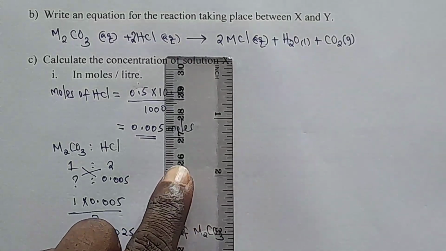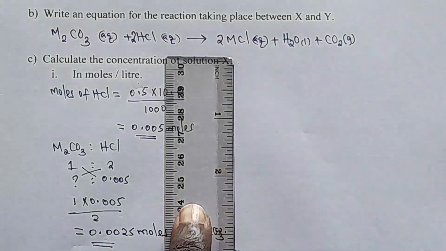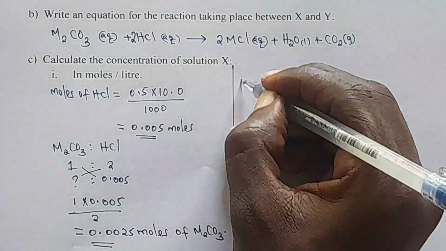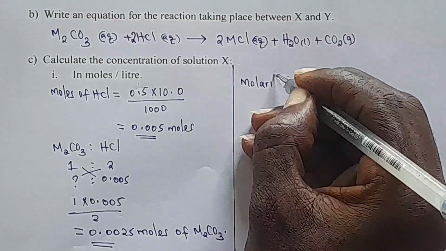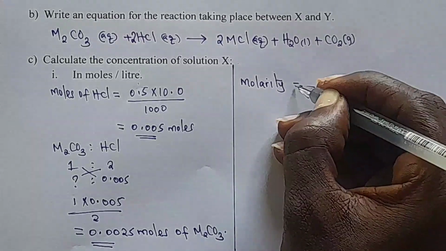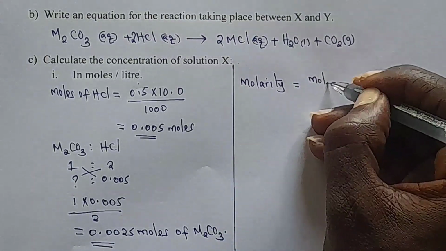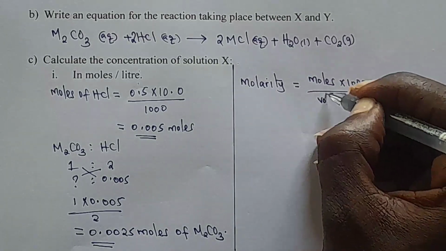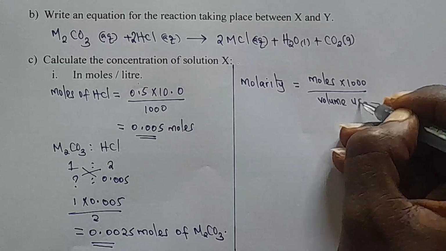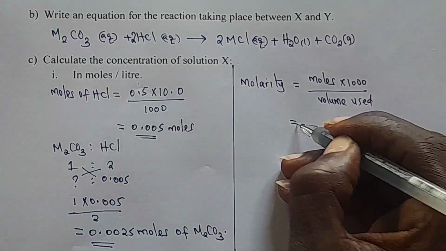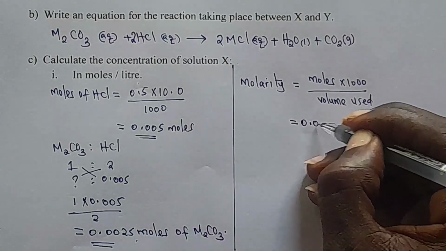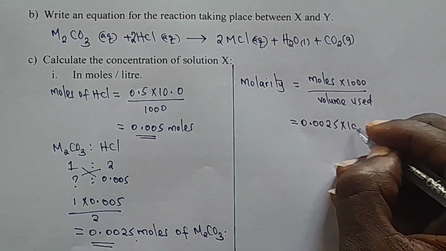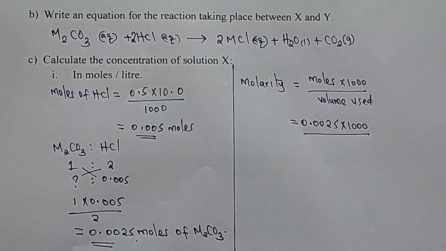We are going to proceed and get the molarity of M2CO3. So the formula for calculating molarity or concentration in moles per liter will be equal to moles multiplied by 1000 divided by volume used. So the number of moles is 0.0025 that we have gotten right now, multiplied by 1000, which is in the formula, divided by the volume used.